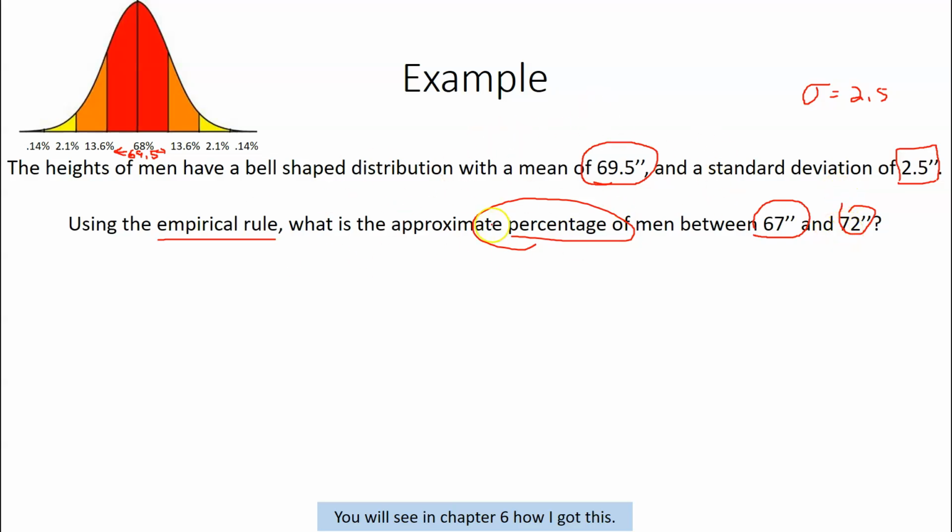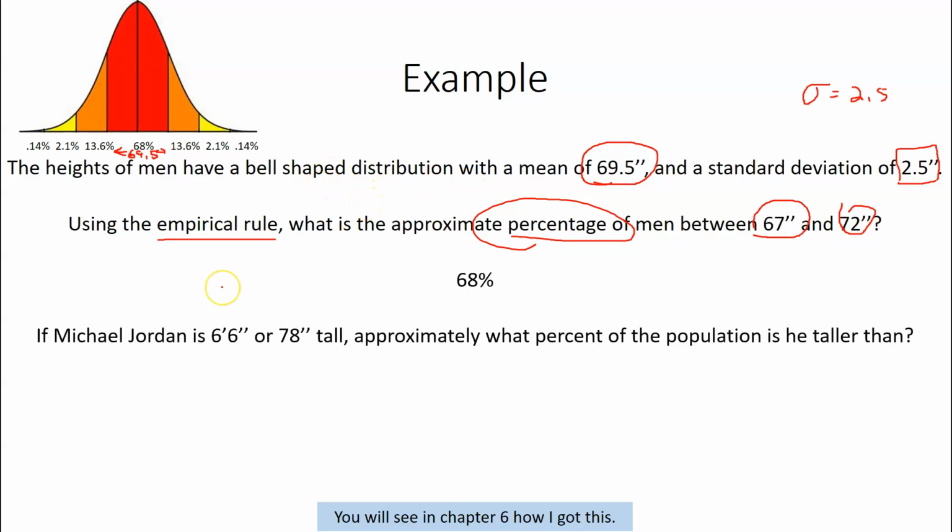This I would expect you to be able to do today. So there'll be stuff like this in your assignment. Now, I'm going to take you a little farther. This is not from this section, but I'm going to ask this question. Michael Jordan, everybody knows who Michael Jordan is. If Michael Jordan is 6'6" or 78 inches tall, okay, he's a pretty tall guy. But when you see him out on the court, he's not the tallest guy. He's tall, but man, a lot of guys taller than him. Approximately what percent of the population is he taller than?